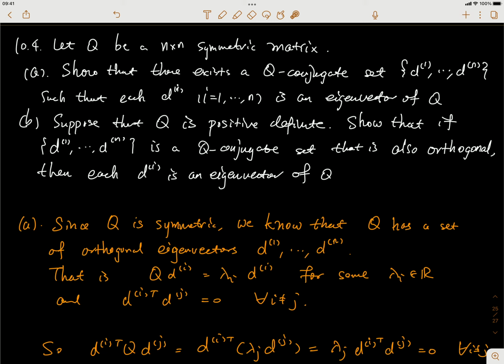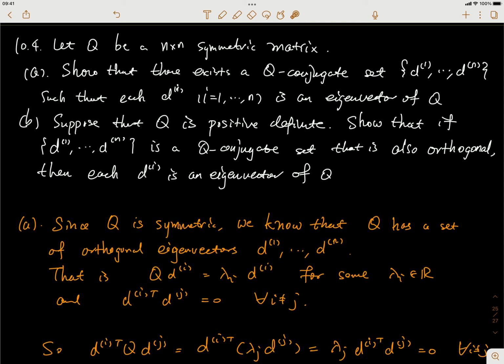Okay, problem 10.4. Suppose Q is an n by n symmetric matrix, and the first part is to show that there exists a Q-conjugate set d1 through dn, such that each one of them is an eigenvector of Q. The second part asks: suppose Q is positive definite, and show that if d1 through dn is a Q-conjugate set, and they are not just Q-conjugate but also orthogonal to each other, then each of these di's is an eigenvector of Q.